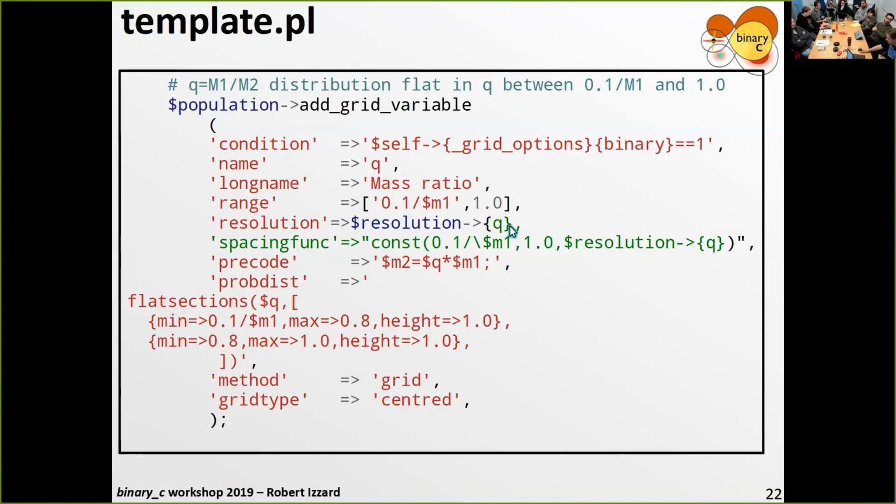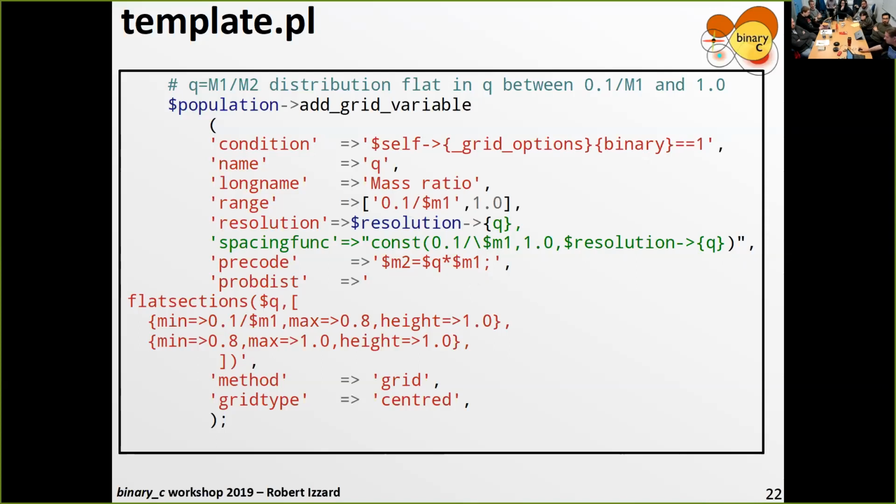The resolution we set above, so that's easy to see. That was on the previous slide. Again, the spacing function, I'm putting it constant between the minimum and the maximum with whatever resolution. It's very simple. And again, we need some pre-code, because binary C takes M2, it doesn't take a mass ratio. So you have to calculate what M2 is, but that's easy, it's just Q times the primary mass.